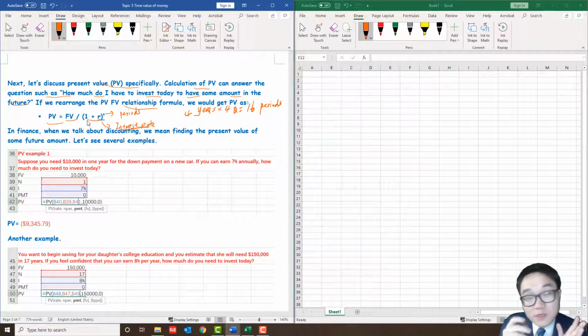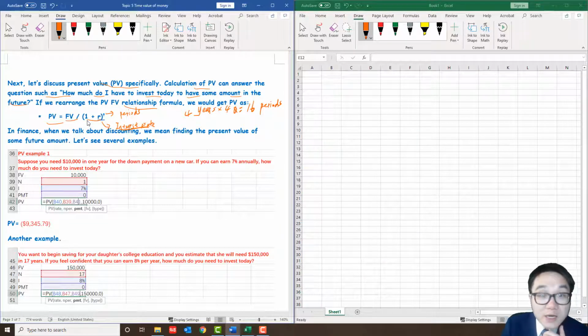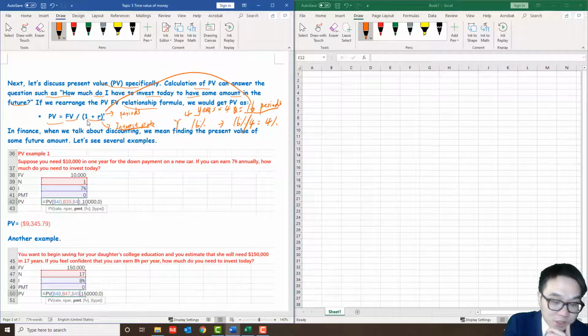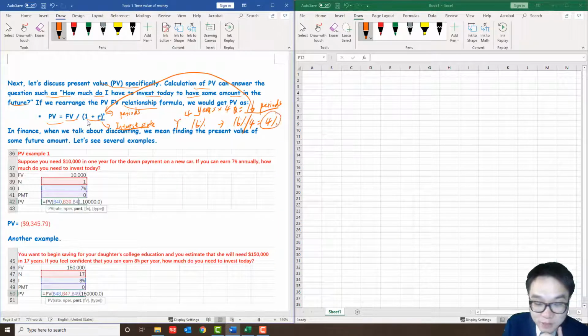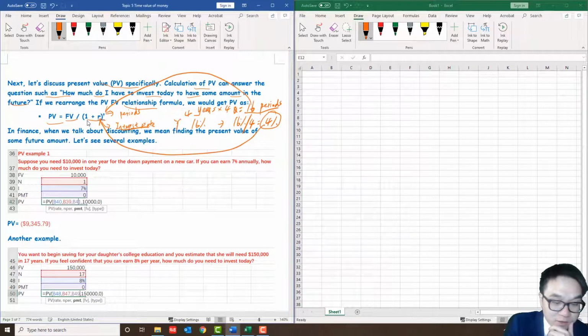Interest rate, following the same logic, is going to be the periodic interest. So suppose we know the yearly interest rate is 16%. That's the yearly interest rate. Then the quarterly interest rate is going to be 16% divided by 4. It's going to be 4%. Therefore, this 16 periods is going to be the T here, and the 4% is going to be the R here. So when we talk about T and R, they need to match.